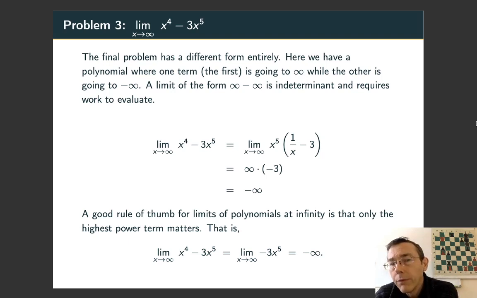There's a good rule of thumb to know, which is that when you have a limit at infinity, it's really the highest power exponent that matters. So in this case, it's the 5th power, so that limit of x to the 4th minus 3x to the 5th is going to be the same as the limit as x goes to infinity of negative 3x to the 5th. So only the highest power term. And so that's going to be negative infinity.